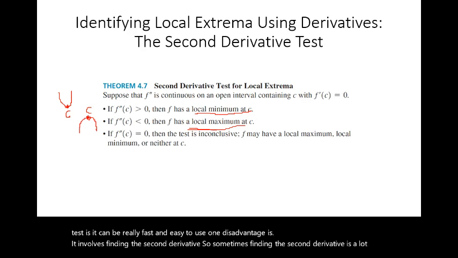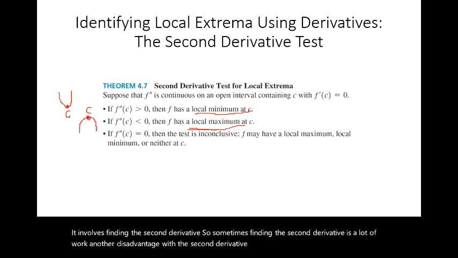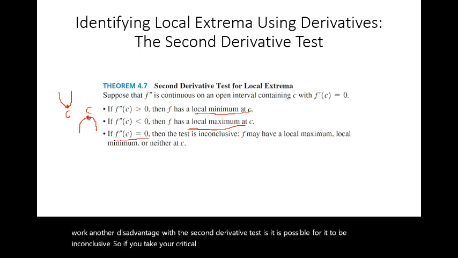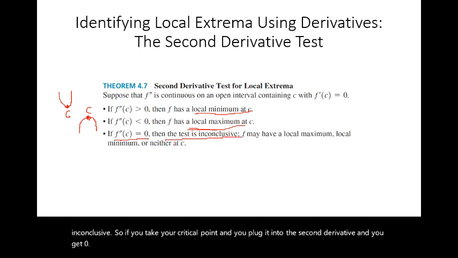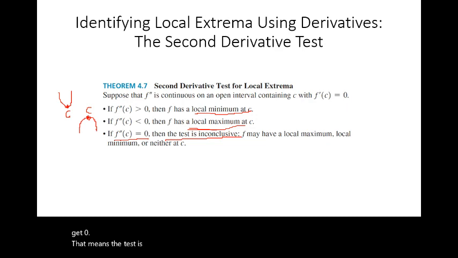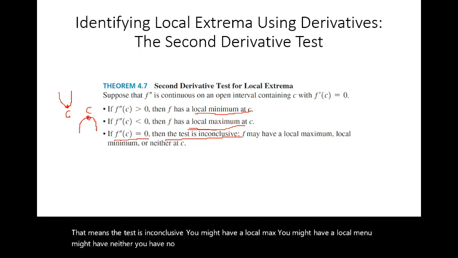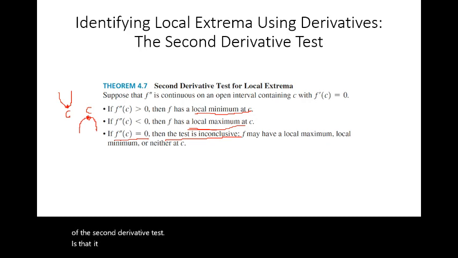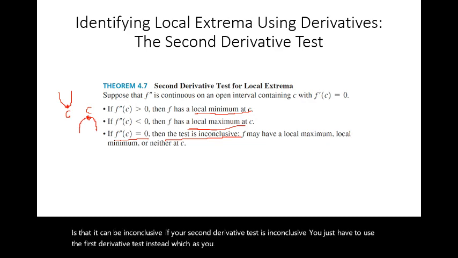Another disadvantage is it is possible for it to be inconclusive. If you plug your critical point into the second derivative and you get 0, that means the test is inconclusive. You might have a local max, a local min, or neither; you have no idea. So that is one big disadvantage of the second derivative test. If it is inconclusive, you just have to use the first derivative test instead, which, as you saw, never fails you.